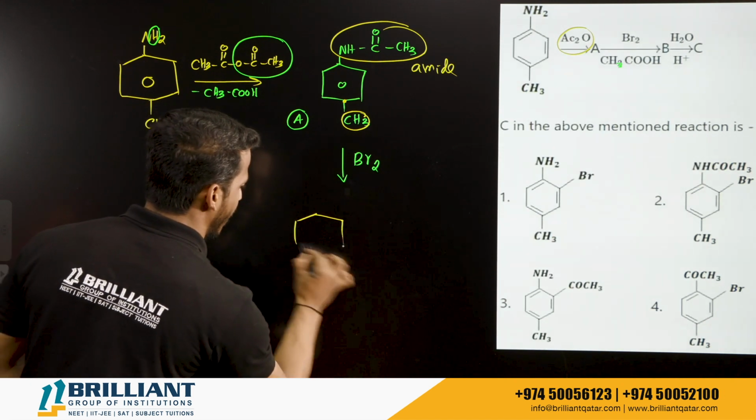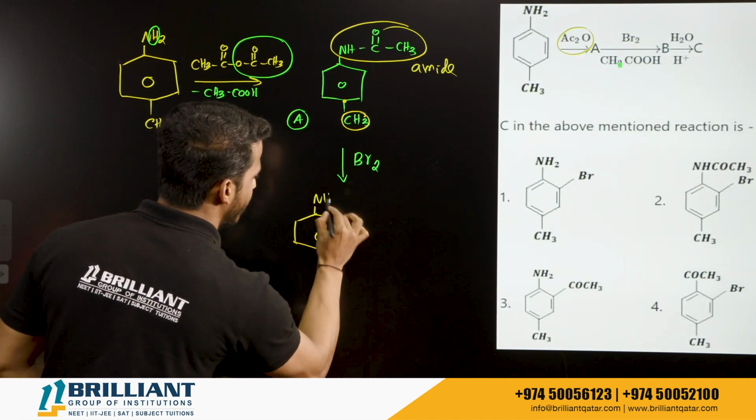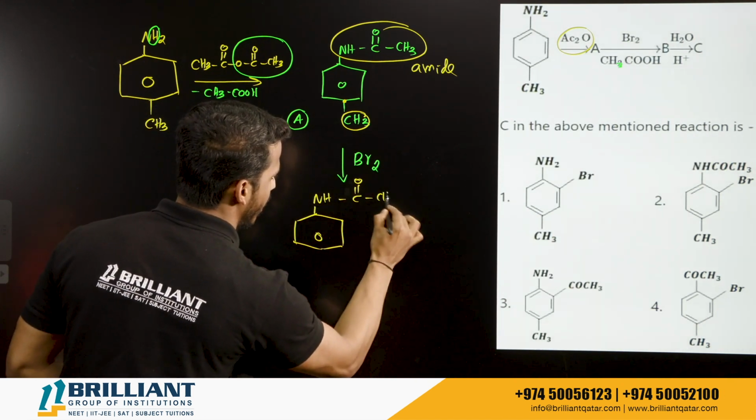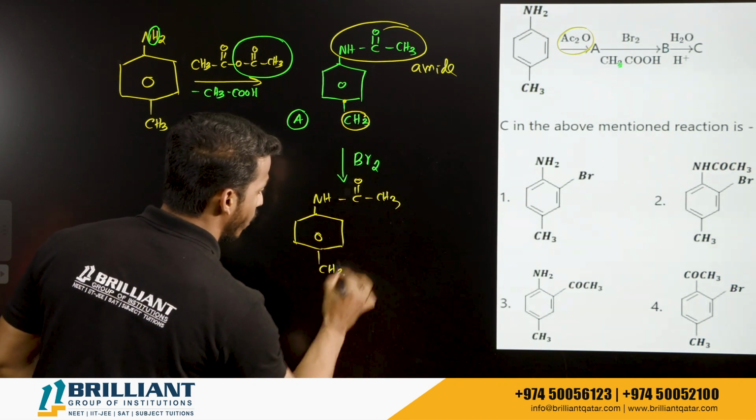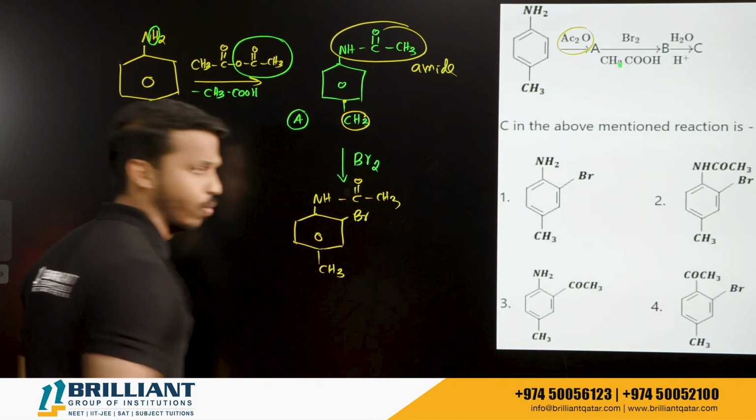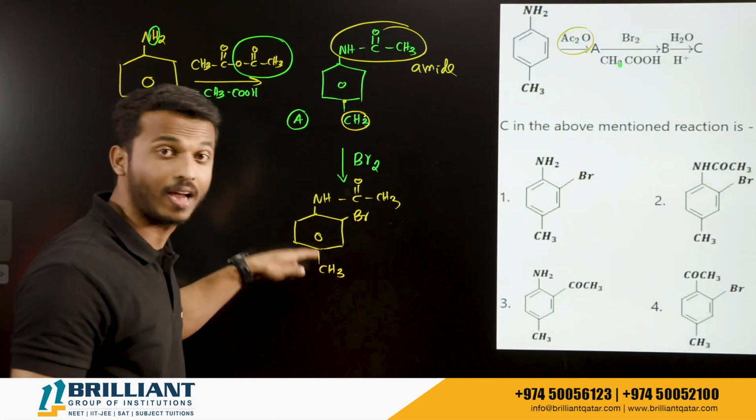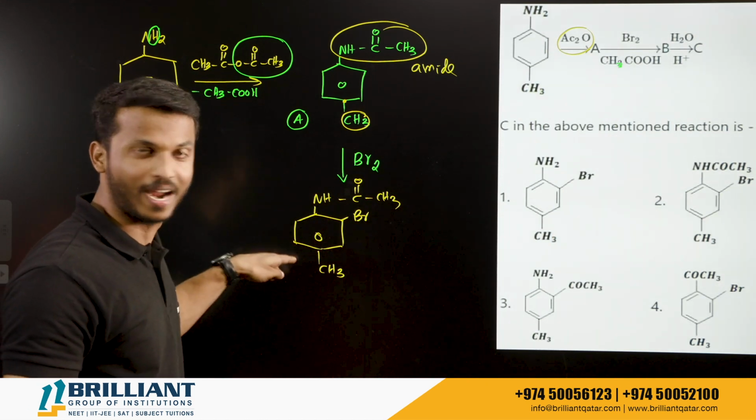So what is the product you're getting? Benzene with NHCOCH3, and the CH3 we have. Where is the bromine? On its ortho position. Why is it not going to the para? Because para is already occupied by the methyl group, right?